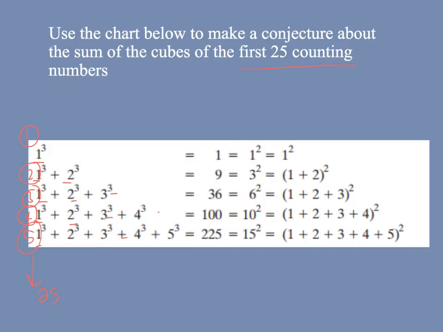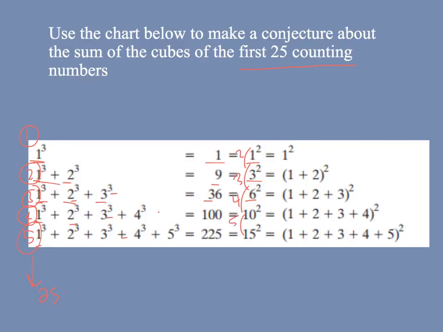So the pattern is 1 cubed is 1, which is the same thing as 1 squared. 1 cubed plus 2 cubed is 9, which is the same thing as 3 squared. 1 cubed plus 2 cubed plus 3 cubed is the same thing as 36, which is 6 squared. So I'm seeing a lot of patterns here. I'm seeing that I'm going up by 2, then I'm going up by 3, then I'm going up by 4, then I'm going up by 5.